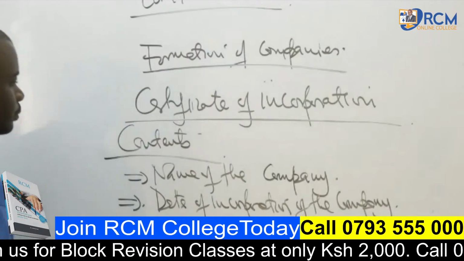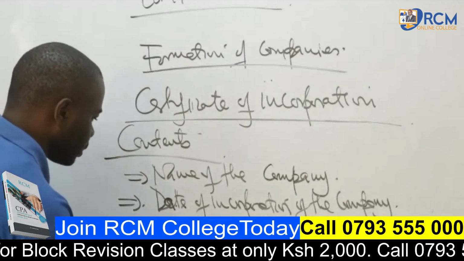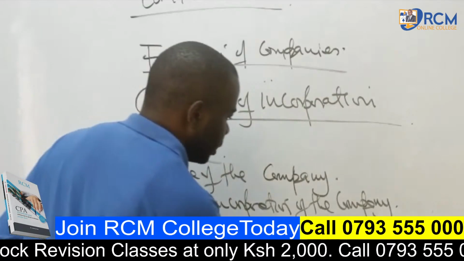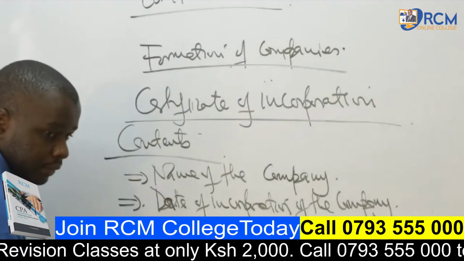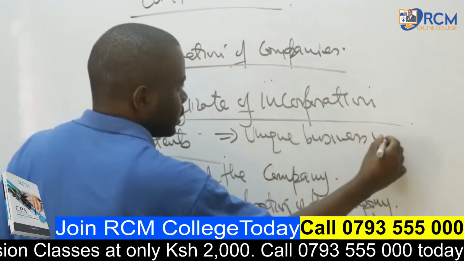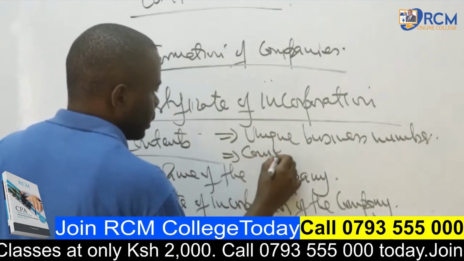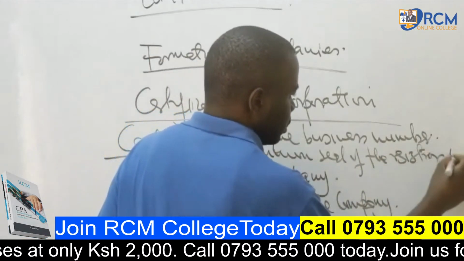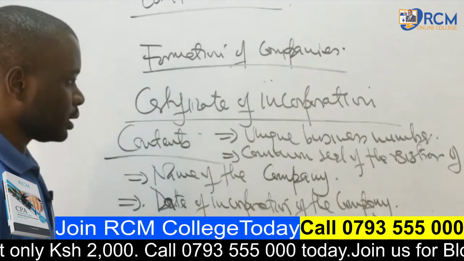Also, it will be signed by the registrar of companies. It will also have a unique business number. Also, it will have the common seal of the registrar of companies. So this will be part of the contents of the certificate of incorporation.